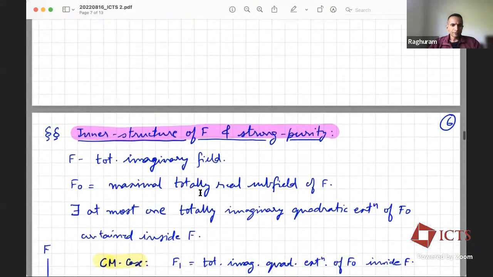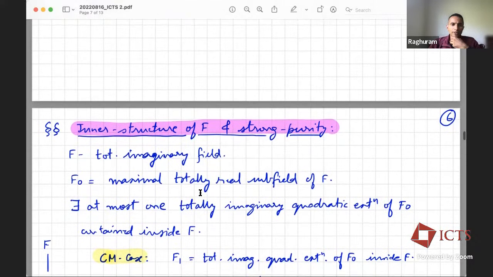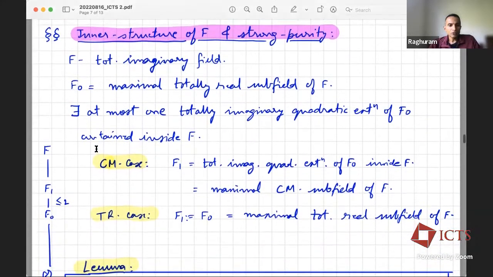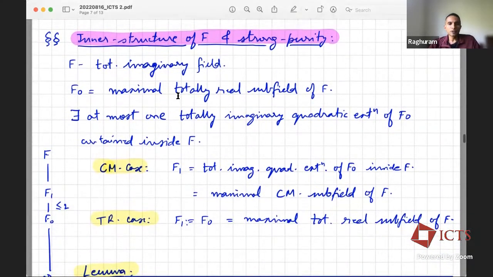So this is a good point to talk a little about the inner structure of a totally imaginary field. Here F is fixed once and for all, a totally imaginary field. I'll take F_0 to be a maximal totally real subfield. The compositum of two totally real fields is totally real, so there is a maximal totally real subfield. It's an easy exercise then to see that there is at most one totally imaginary quadratic extension of this maximal totally real F_0 contained inside F.